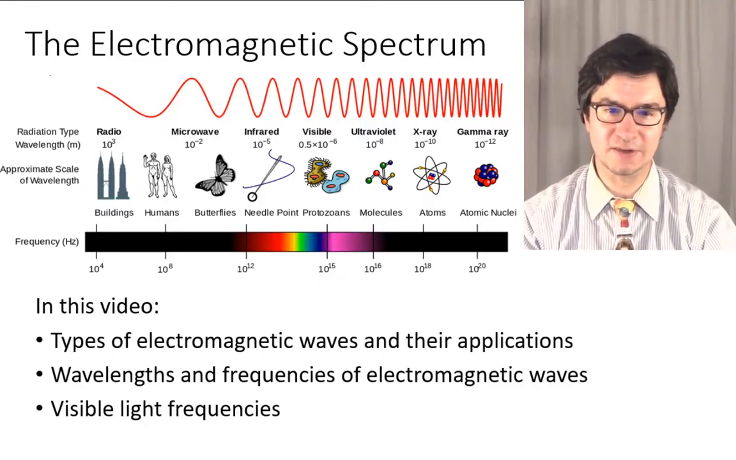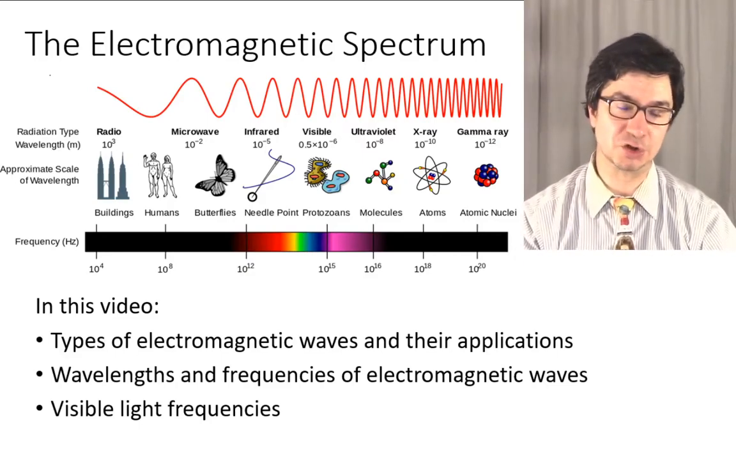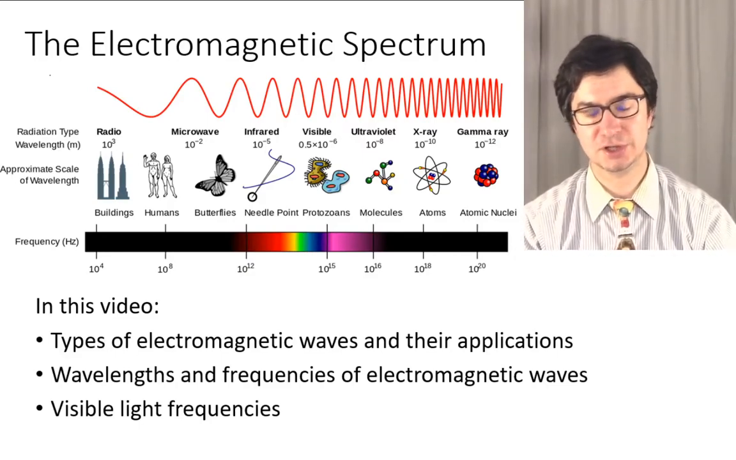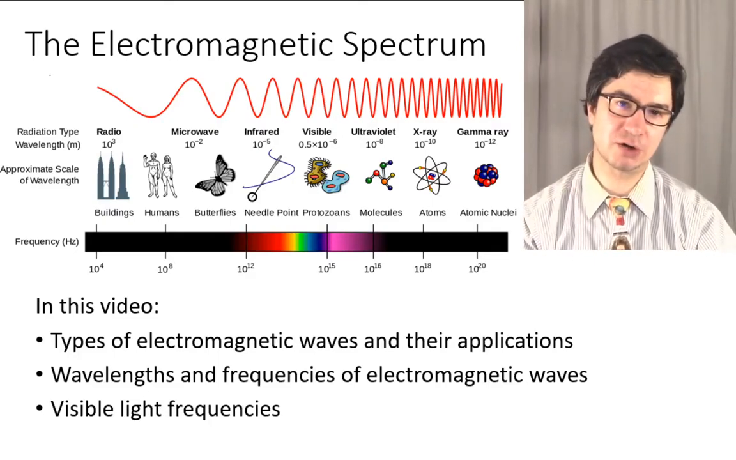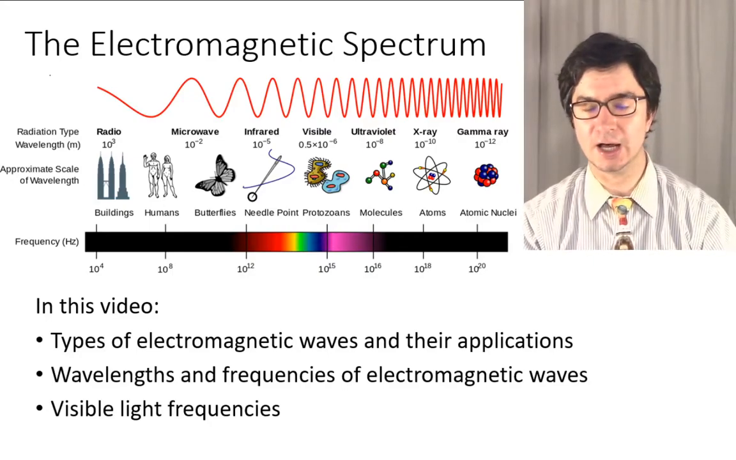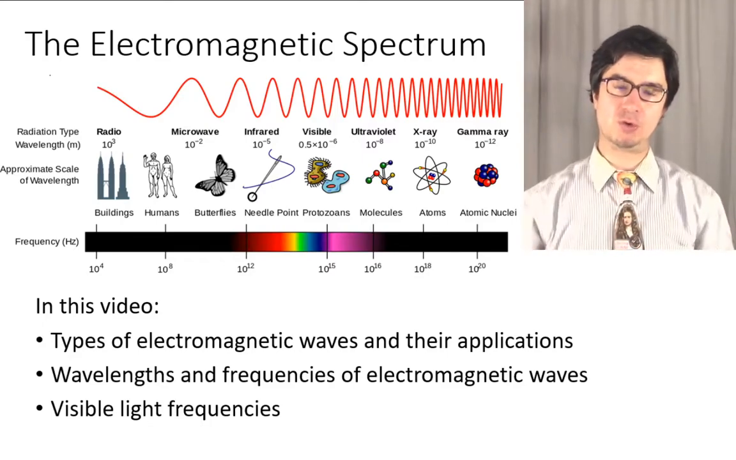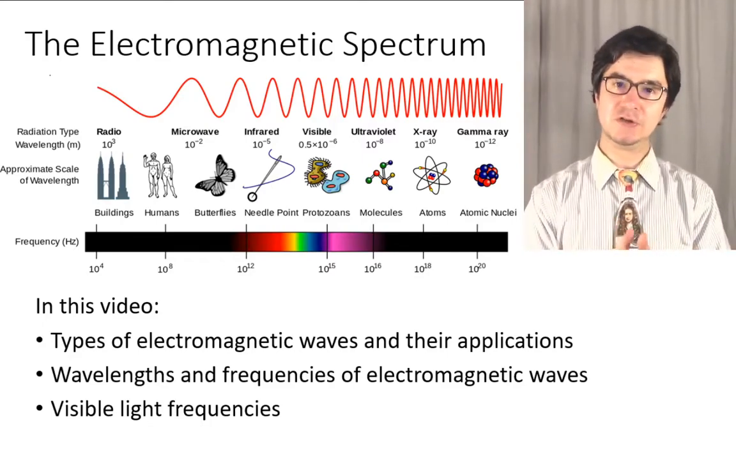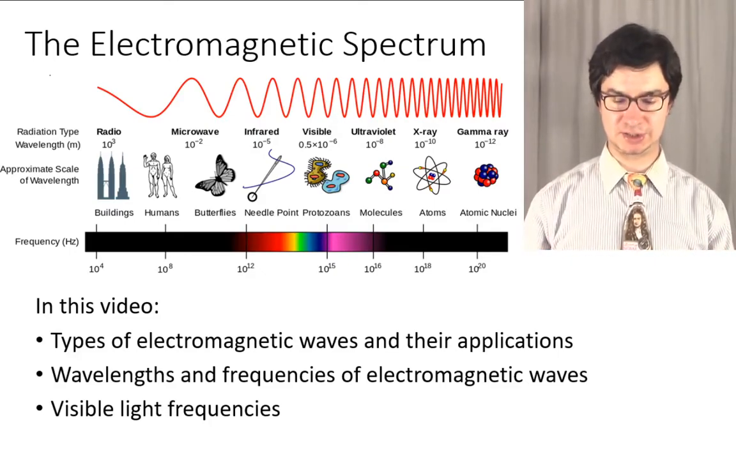Welcome back, everyone. In this video we're going to explore the electromagnetic spectrum. We've already learned what electromagnetic waves are and how they're produced. And now we're going to look at this idea of a spectrum. The word spectrum comes from the Latin word spectare, which means to see. And I like to think about a spectrum as being a broad range that you can see, that you can visualize, and that you can process.